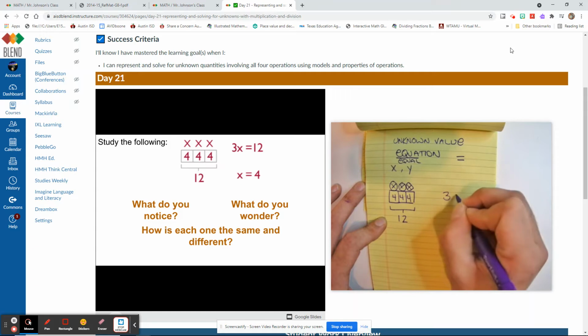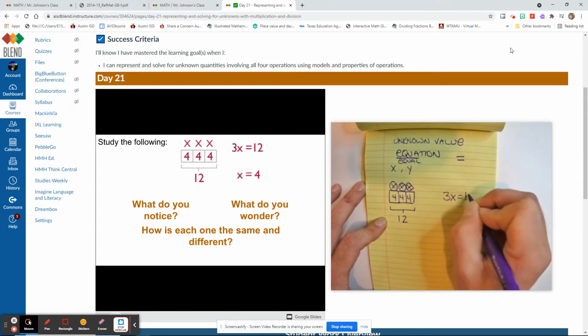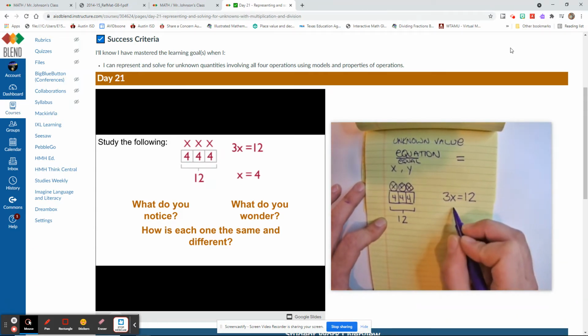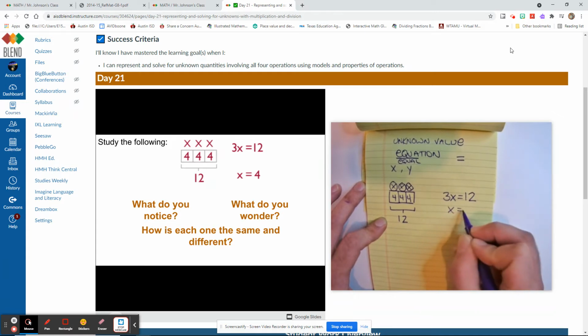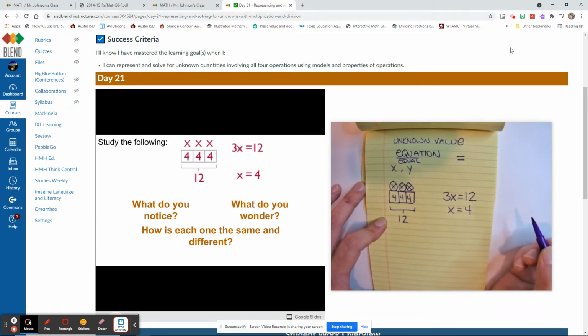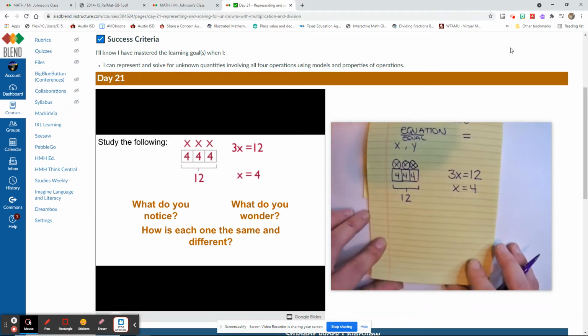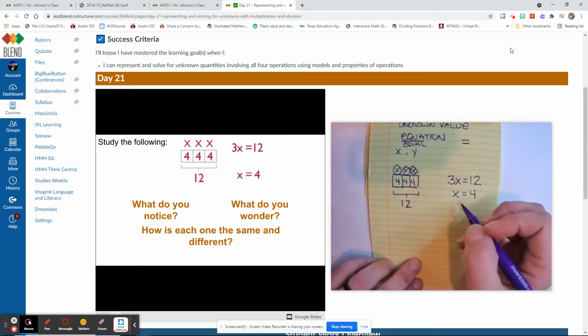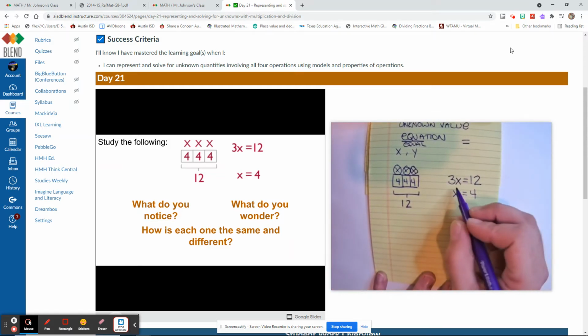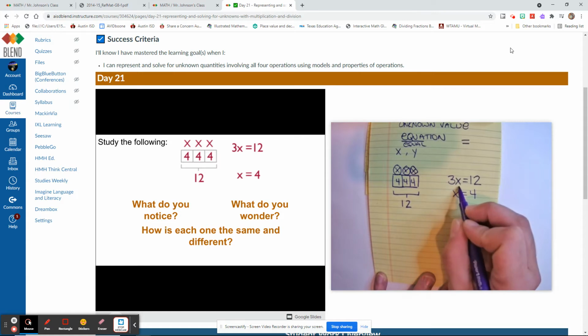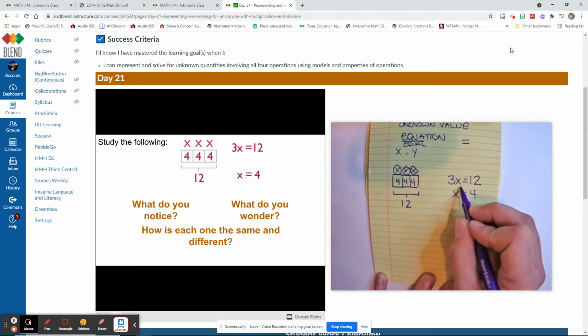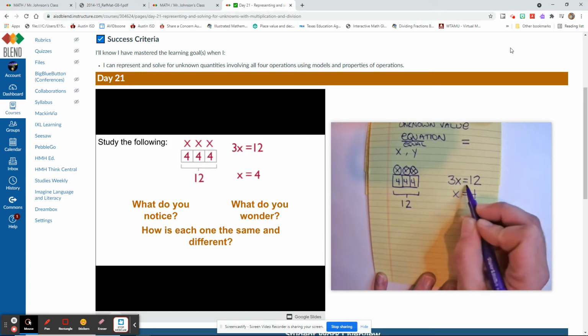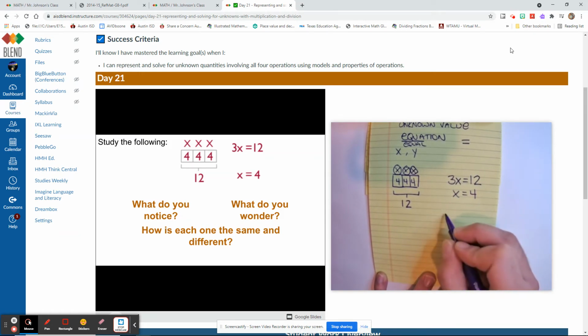Over here, it's saying 3x is equal to 12. If 3x is equal to 12, then x is equal to 4. All right. So this is a lot of new stuff right now. So let's go ahead and review some of the things that we learned last week. First of all, 3x is 3 of the value of x. So it's basically 3 times x. So 3 times some number that we don't know equals 12.